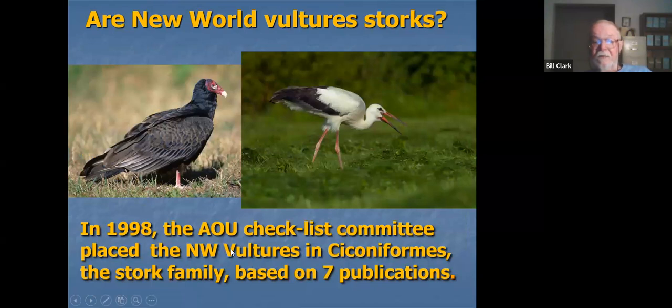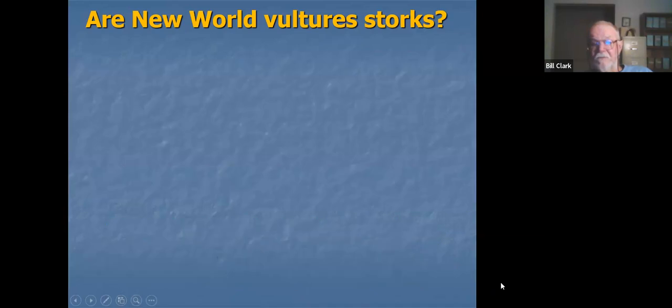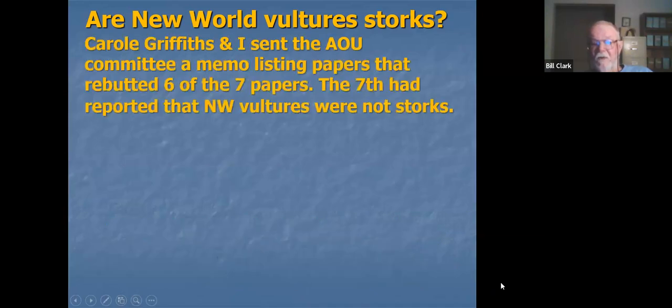In 1998, the AOU Checklist Committee placed the New World Vultures in with the storks, based on 7 publications that they cited. And those 7 publications really were not very good. One of them, the 7th one, really said they weren't storks. The other 6 have been refuted in the literature.